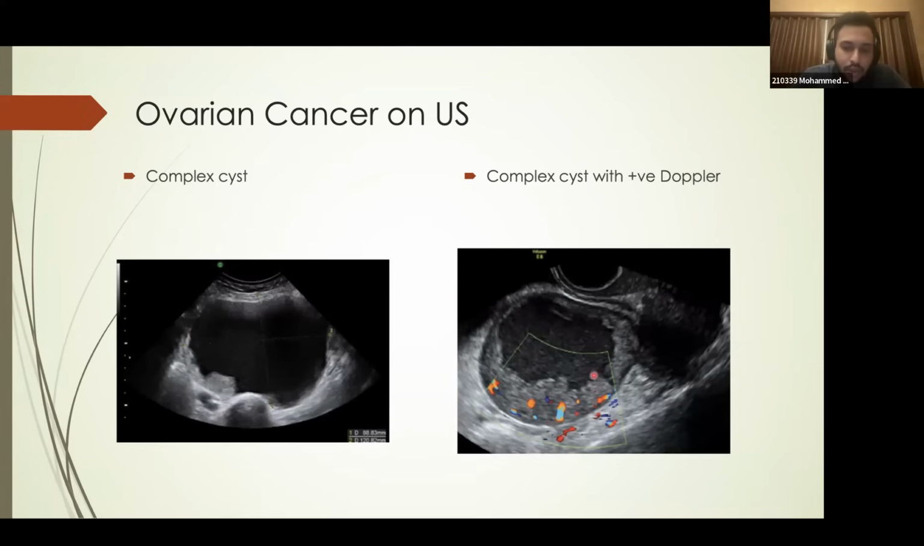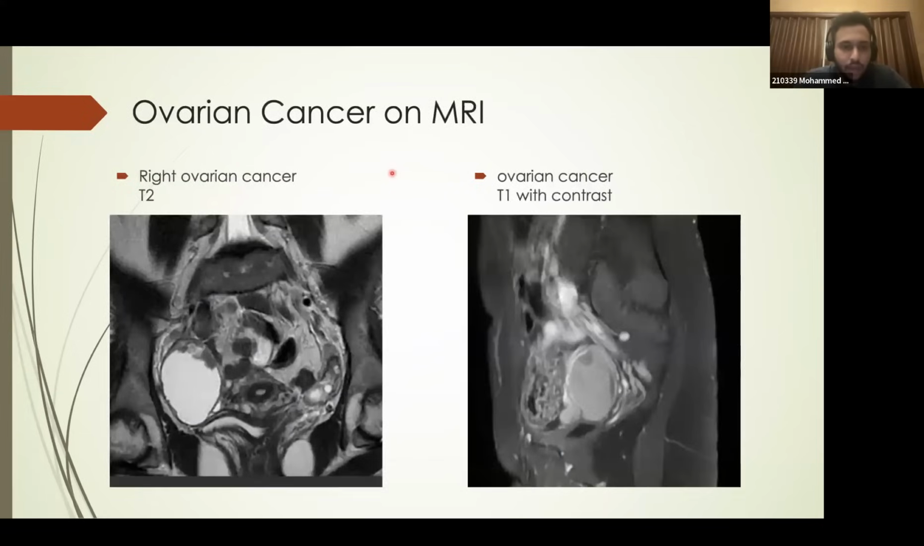Always when you have Doppler and it shows vascularity, always think that it's a tumor, a cancer. And always as a concept, if you have a cyst and you want to tell the difference between whether the cyst is normal or abnormal, or if it's cancerous, apply Doppler. That's usually the right thing to do.